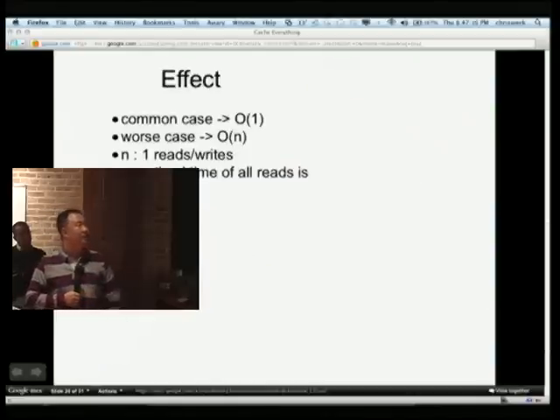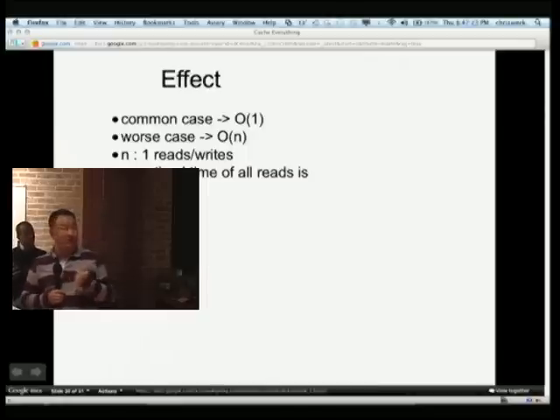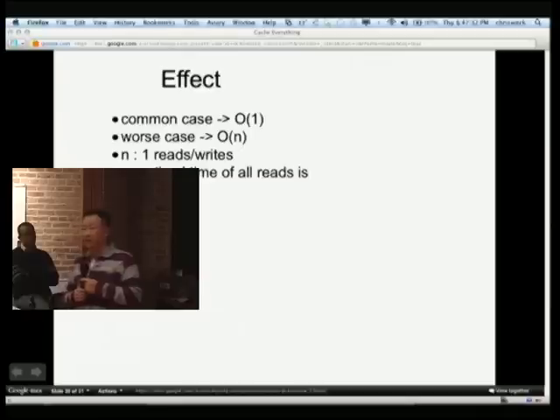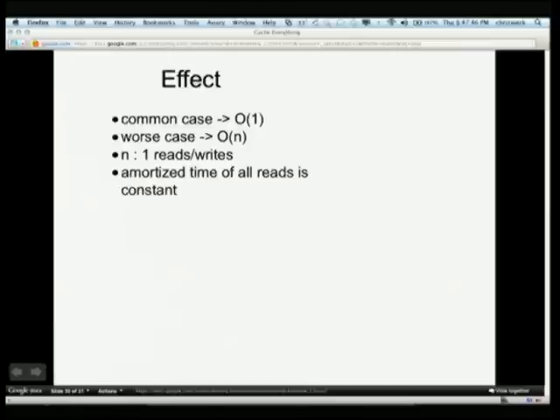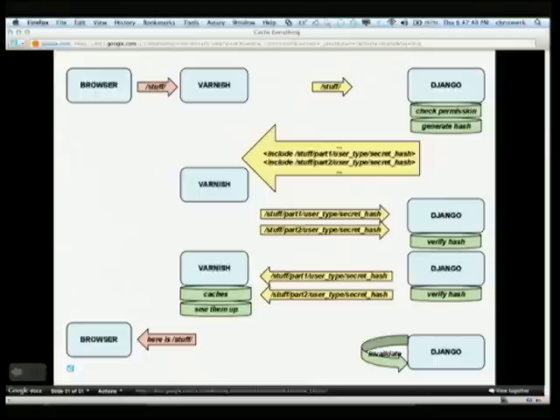So to summarize, the common case is a constant time read. The worst time for the user is the write time, which is linear for the first request. And assuming your application has a ratio of n reads to 1 write, you have an amortized constant time for your average case read. And that's how we do our gallery currently. I think that's it. Any questions?